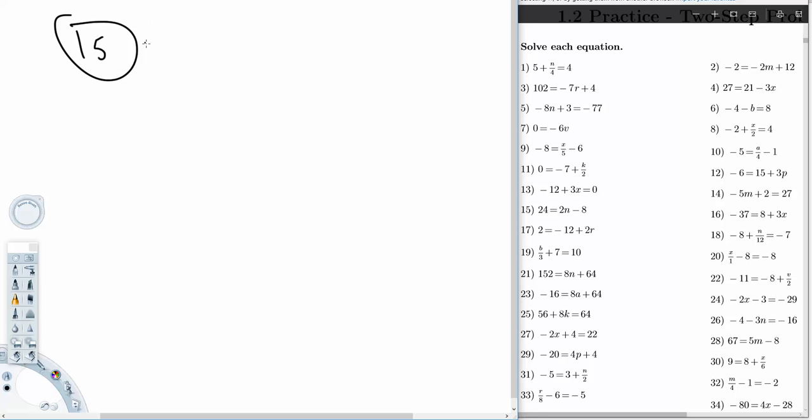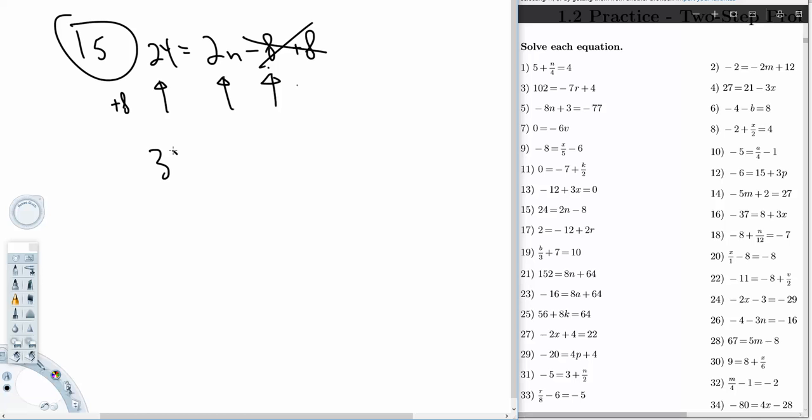Number 15. 24 equals 2n minus 8. This is what we know. We sure as heck don't know what that is. We know what this is. We want to put everything we know on one side. So this minus 8, in order to move it to the other side, I'm going to add 8 on this side and add 8 on this side. This cancels out, right? Minus 8 plus 8 equals 0.